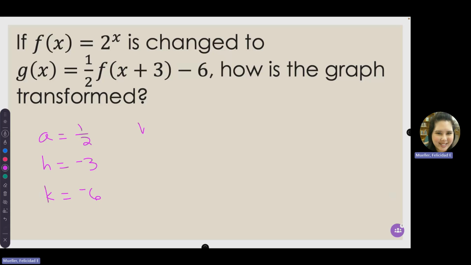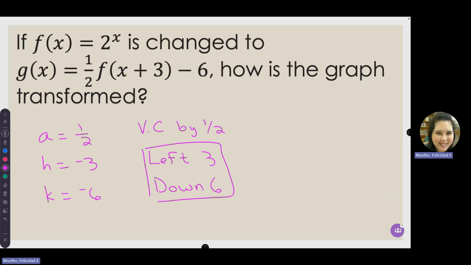So this tells us that we have a vertical compression by 1/2. -3 tells me we go left 3. And -6 tells me we go down 6. You can also do this by graphing it, but you would only be able to see these two transformations. It's not going to be as obvious that it is compressed by 1/2 when we graph it. So it's easier to identify the A by actually knowing A.